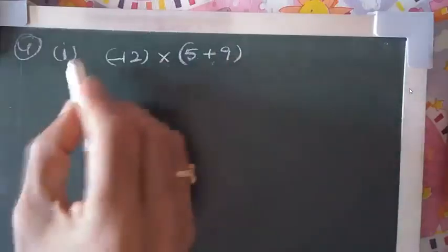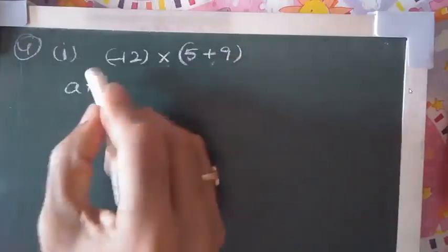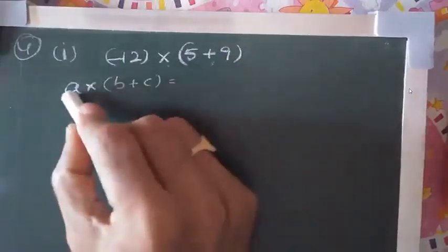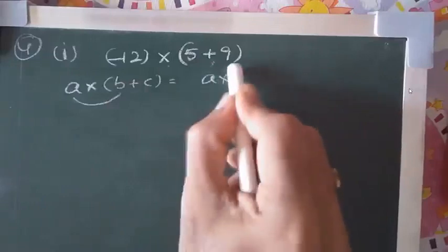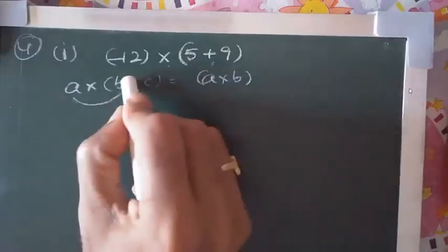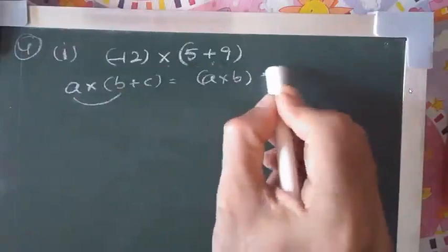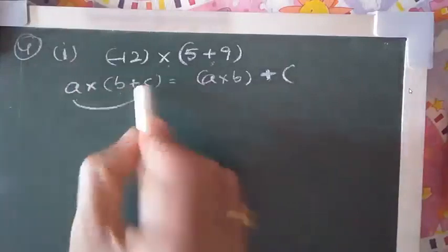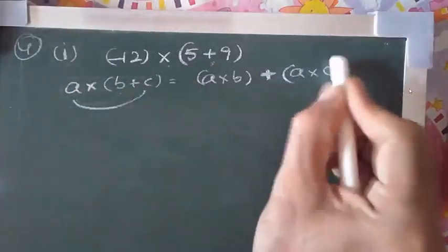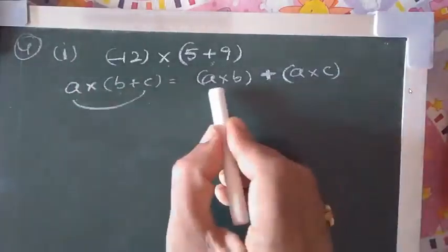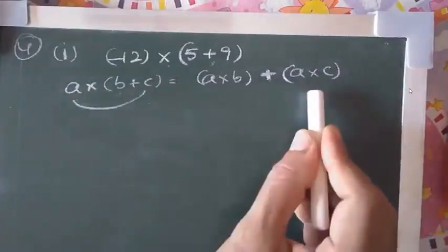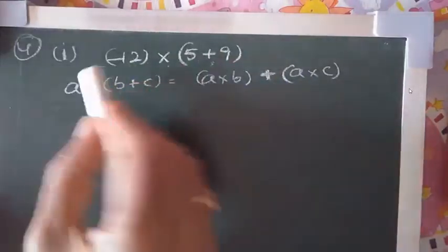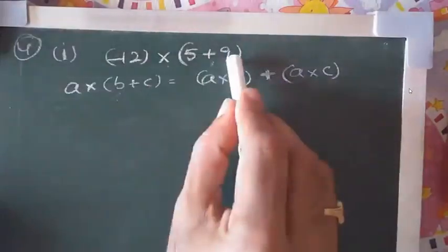Distributive property of multiplication over addition. So what is the property here? Let me remind you: a into b plus c is equal to, first multiply the first two numbers, a into b, put it in the bracket, and what is the middle symbol here? Plus. Next again multiply with the second number, a into c. So a into b plus c you can write as a into b plus a into c. So like this you have to distribute these numbers. So here a is minus 12, b is 5, c is 9.